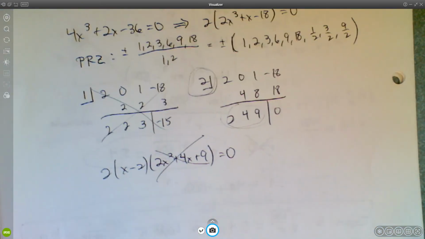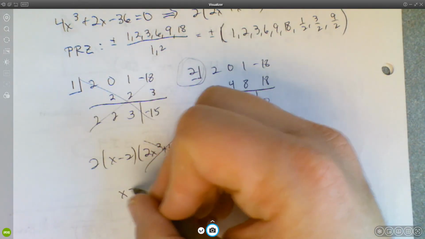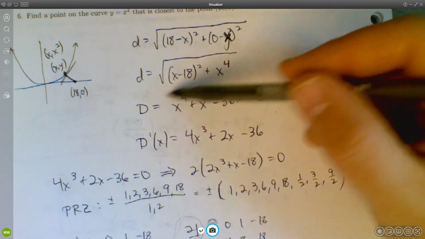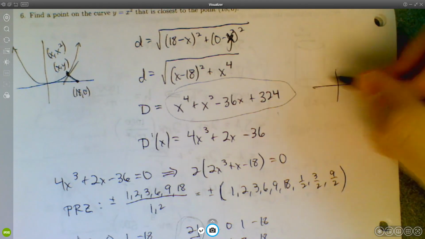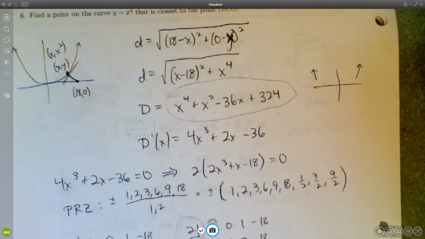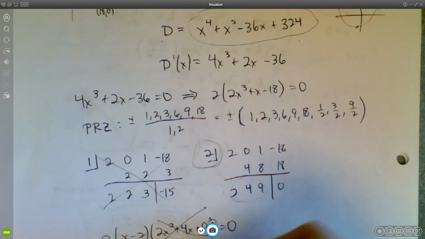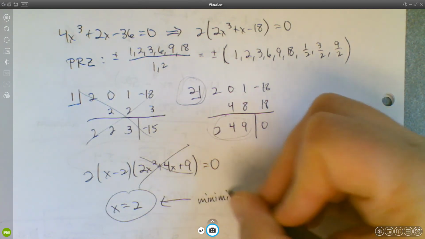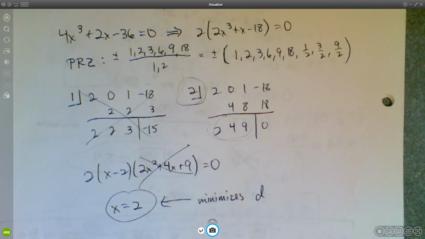So your only relative extremum takes place at x equals 2. That's the only relative extremum. And since this polynomial is a degree 4 with a positive leading coefficient, I know that the end behavior does something like this, which means I must reach a minimum at some point in the middle. This has to be a minimum, right? This minimizes the distance d. So there you go.